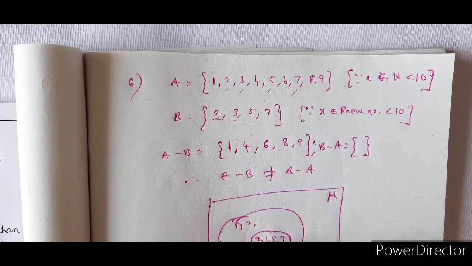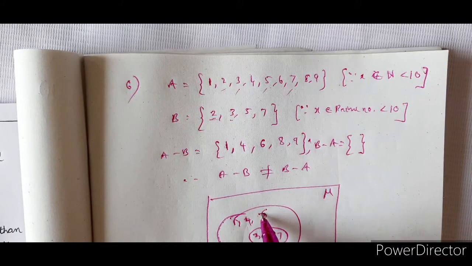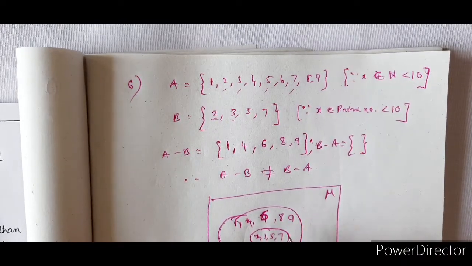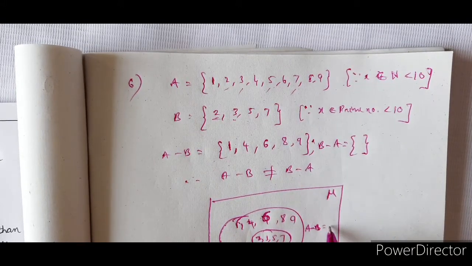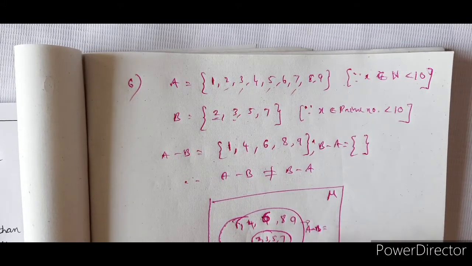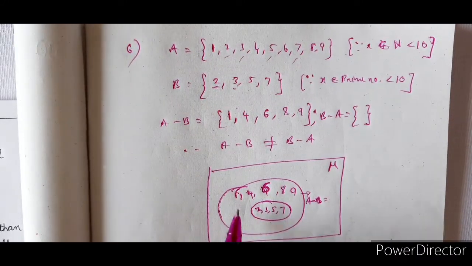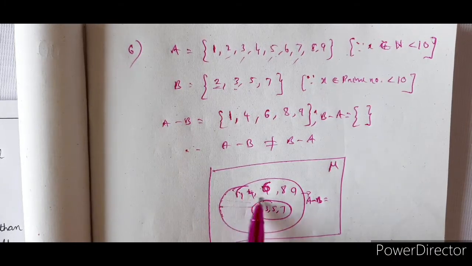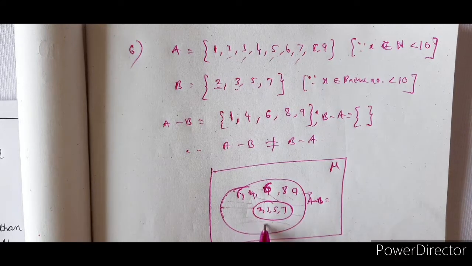1, 2, no, 2 is not there, 2 is already here. 4, 7, no, not 7, 6, 8, 9. So this is A minus B. If you want A minus B, shade this region. This is A minus B.